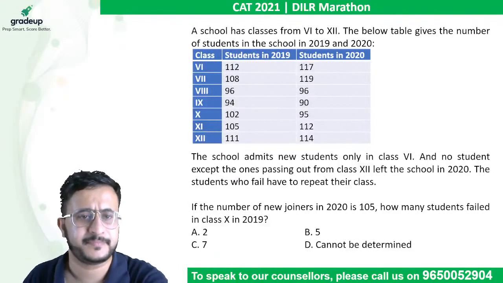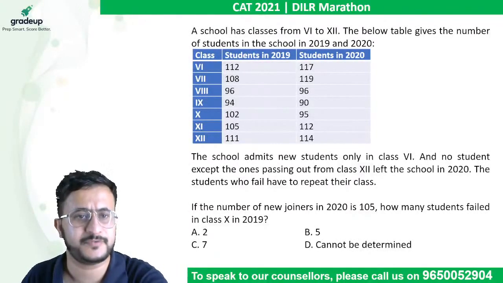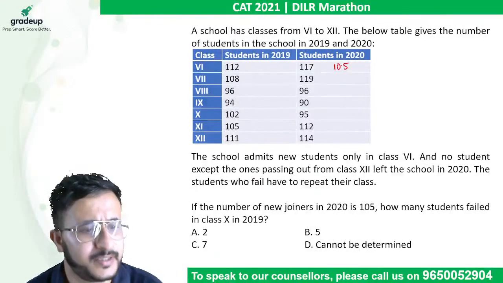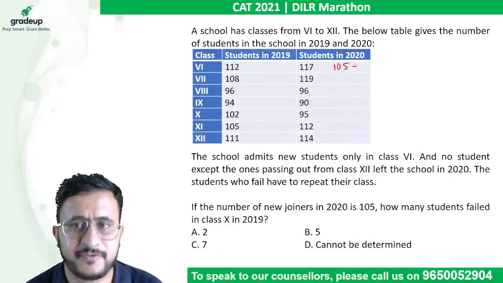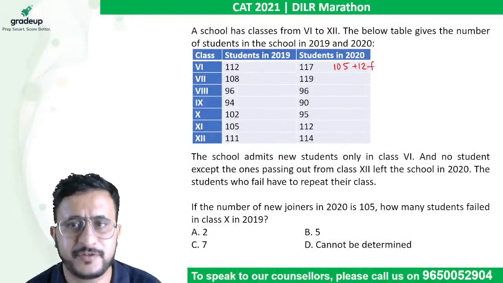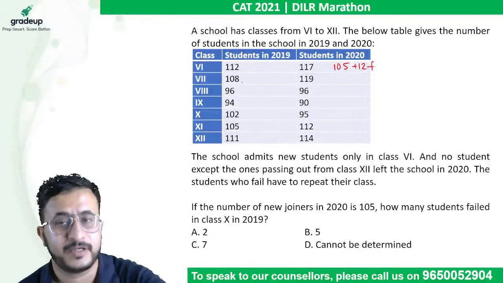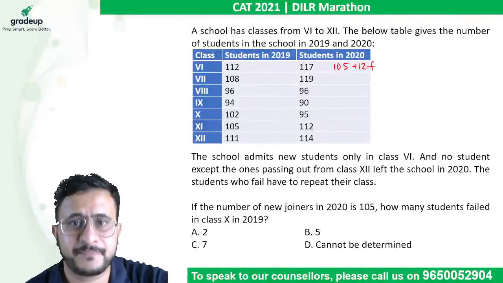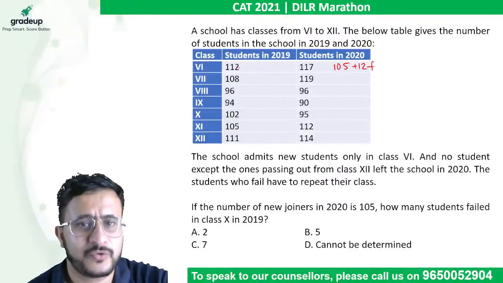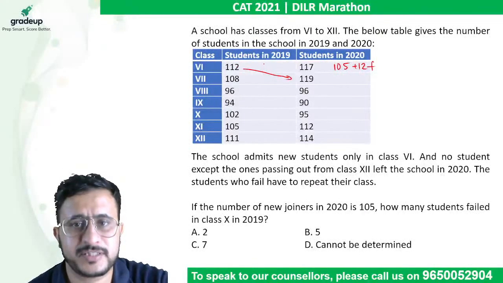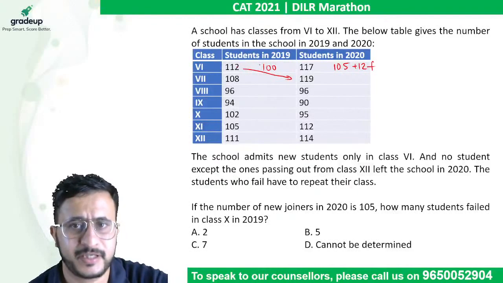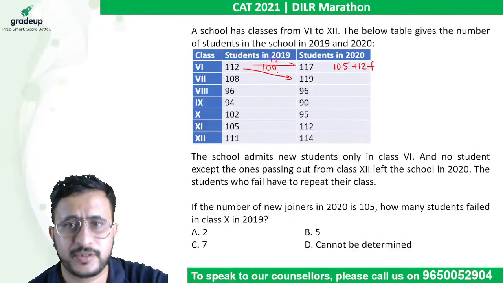So what will happen in class 10th? What was the number of students? So 105 new joinings, and 12 must have come from failed students. Okay, 105 new came and 12 students must have failed. If 12 failed here, then 100 must have moved this side. 100 went here because 12 failed. Okay, 12 went here and 100 went here.